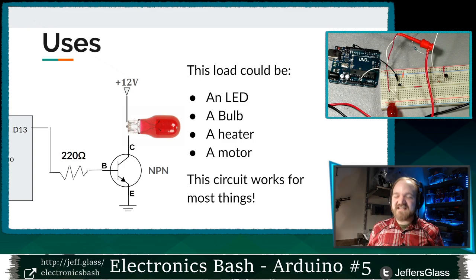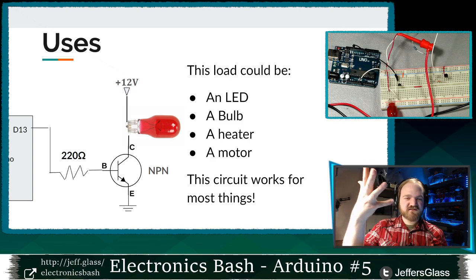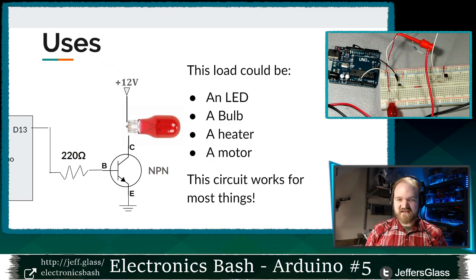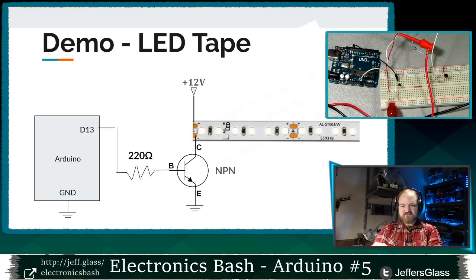So this circuit, like I said, is a really useful circuit. And this load doesn't have to be a light bulb. It could be an LED, it could be a light bulb, it could be a heater, something we just pass current through and it gets hot. It could be a DC motor that we put current across. This is a really useful circuit: NPN transistor, little base resistor connected to a digital pin, and your load put on the collector side. So keep this circuit in mind.